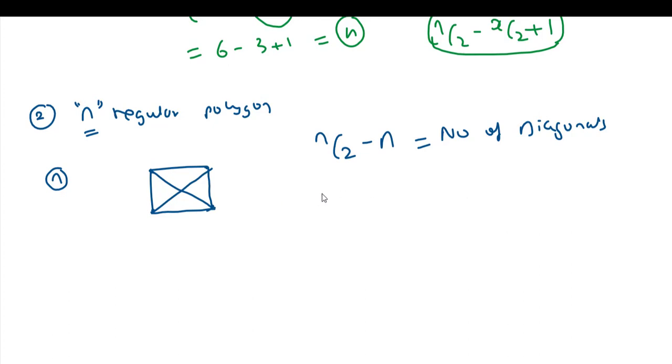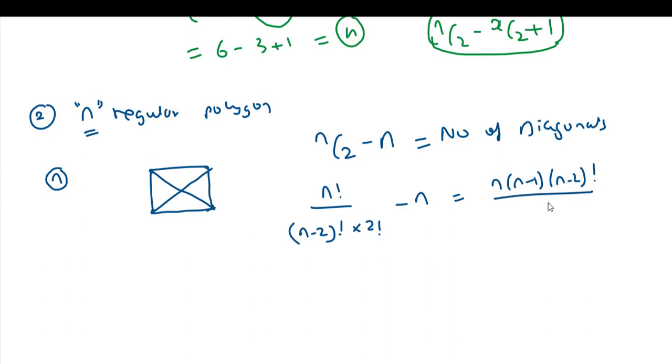So if we simplify this, it will become n factorial upon (n minus 2) factorial into 2 factorial, minus n. So the numerator can be written as n into (n minus 1) into (n minus 2) factorial, whole thing divided by (n minus 2) factorial into 2 factorial. So this (n minus 2) factorial will cancel out and we have minus n over here. If we multiply this, we'll get n square minus n. This 2 factorial will become equal to 2.